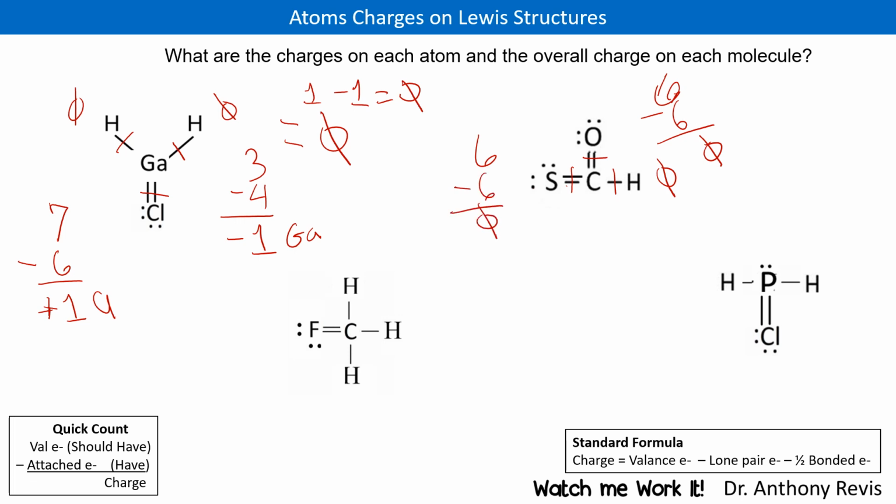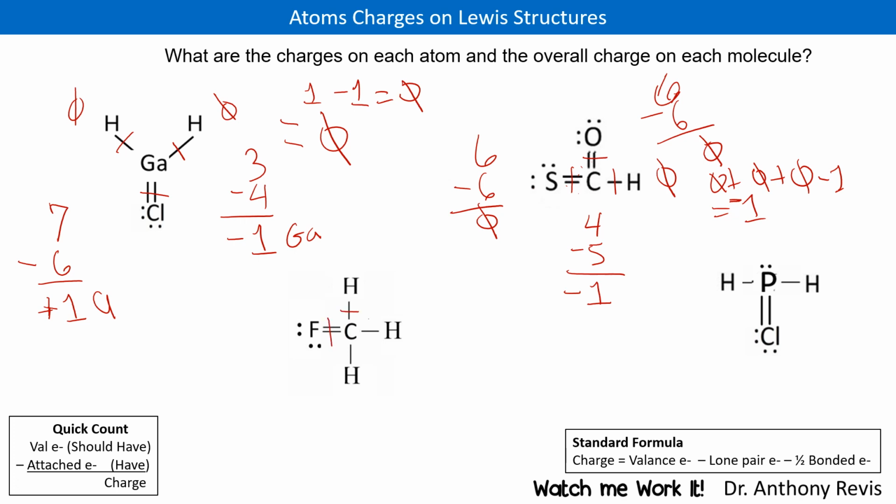Carbon in the middle here, carbon should have 4. It has a rounded 1, 2, 3, 4, 5, -5 here. And so that gives me carbon with a -1. So the overall charge on this would be a -1 because we have 0 plus 0 plus 0 -1 for an overall charge of -1 for this molecule. There we go. Let's do the one here.